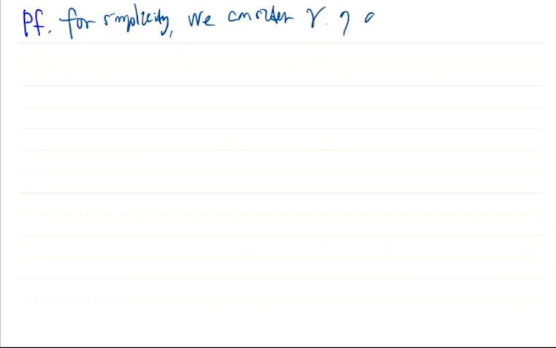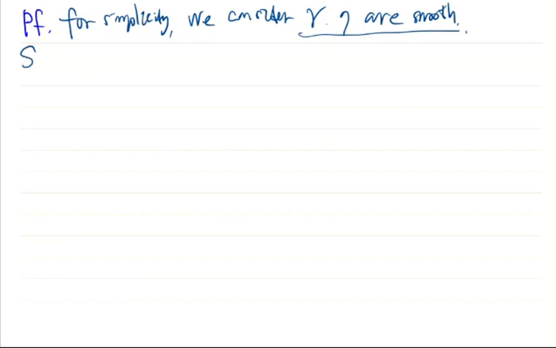Proof. We only consider the case, for simplicity, where gamma and eta are smooth. For the piecewise smooth case, you can split the curve into finitely many smooth pieces and apply the result. I will not do this here. So we assume that they are smooth. We only prove this case.